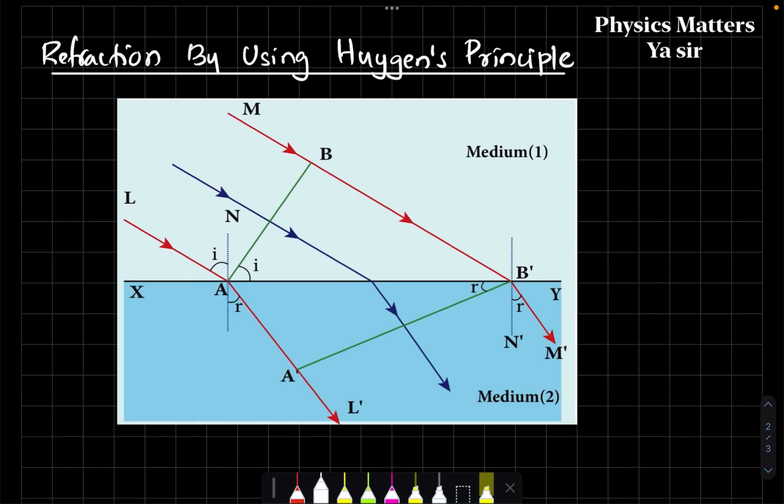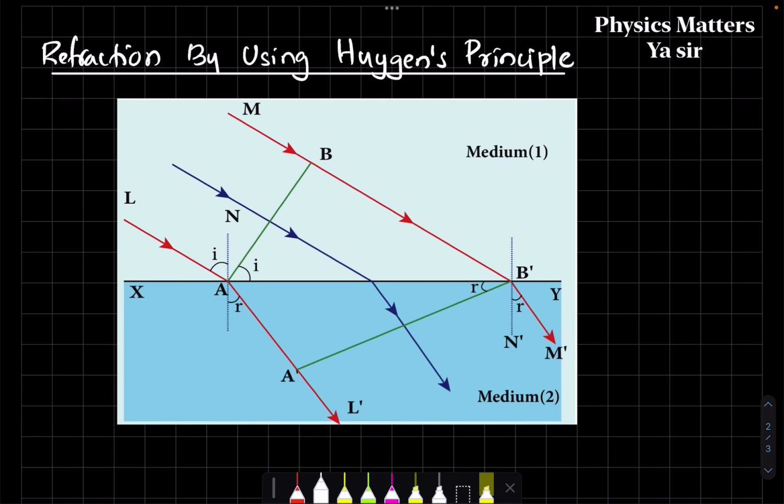Hi everyone. Now we are going to talk about refraction of light by using Huygens principle. Reflection we already did. So those who have a problem with reflection, or did not watch that, check out the last video. That is reflection by using Huygens principle. Now we are going to talk about refraction by using Huygens principle.